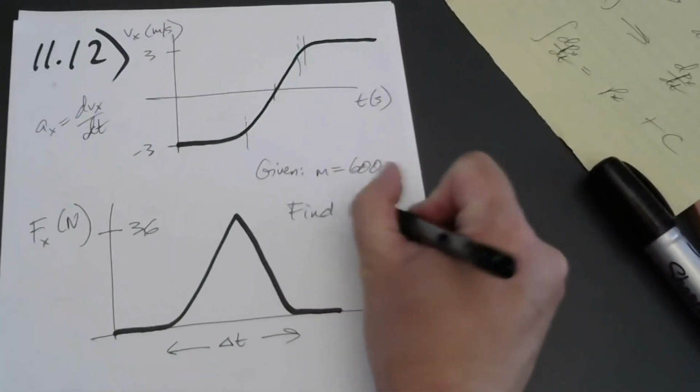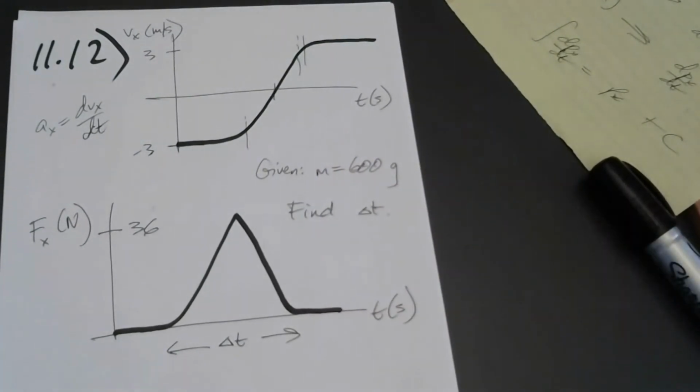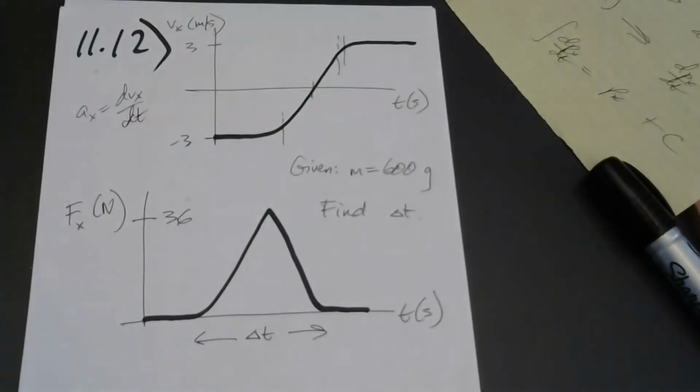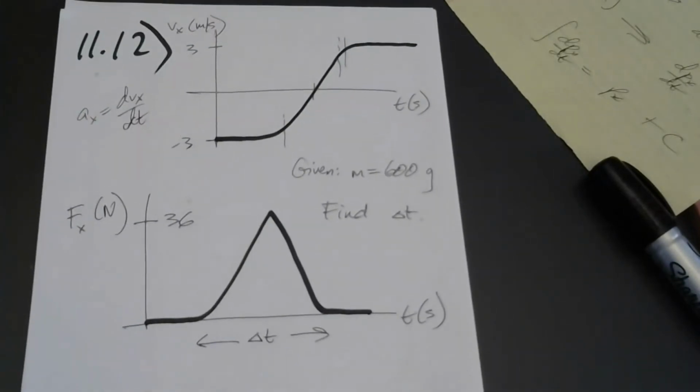Find delta t. First of all, is this a conservation of momentum problem? We are in chapter 11, and momentum conservation is one of the major themes in this chapter, but you can only make the case that momentum is a conserved quantity if there's no force on your system. But of course there's a force on this system. That's the whole point. So this is not a momentum conservation problem.